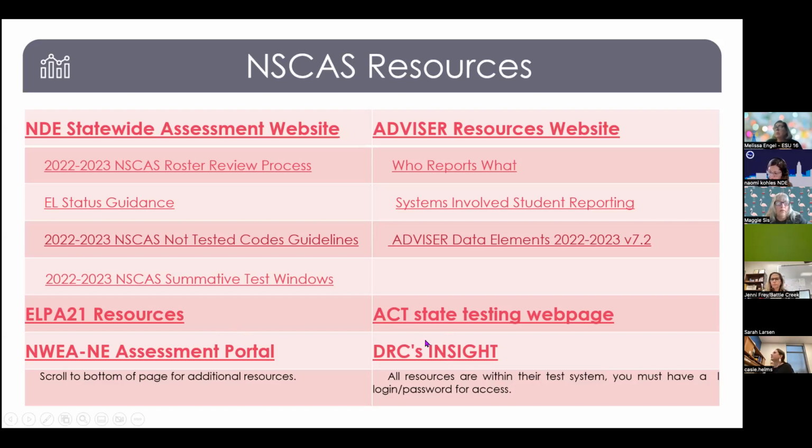And then here at the bottom are the actual test sites, you know, the ALPA 21 resources, the ACT testing webpage, which is specifically for Nebraska, then the NWEA Nebraska portal and DRC. Now, for DRC, Insight is the actual testing system, and all of their resources are within the testing system. So you will need a login to access DRC Insight if you don't already.